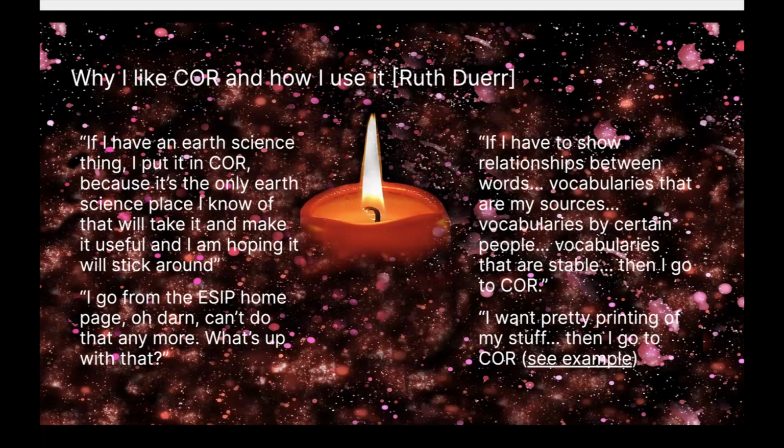And the problem with COR in my book at the moment is that it isn't supported really with any funding through ESIP much. And so I am a little bit worried that it's not going to stick around. But if I have to show relationships between words, vocabularies that are my sources, all these things, I can do that with COR. And you certainly can't do that with GitHub, for example. For example, relationships between words like what terms are inputs and outputs to a process, like sunlight is an input to photosynthesis, the main output being sugar, and a waste product being the oxygen we breathe.